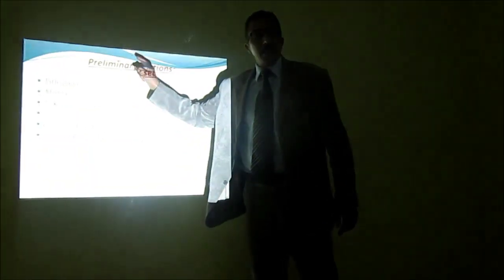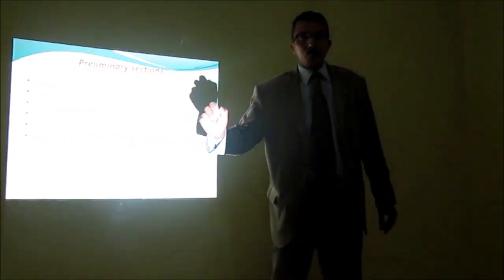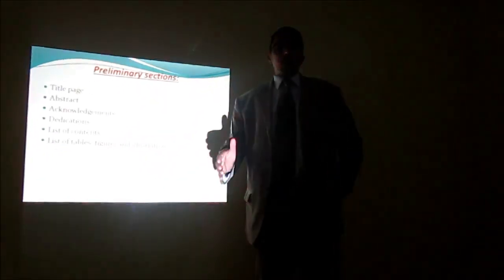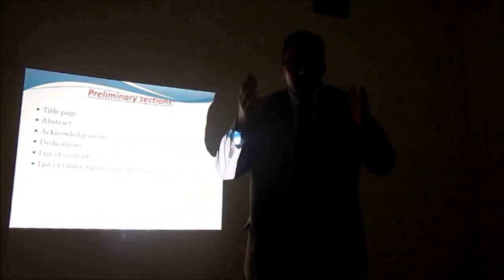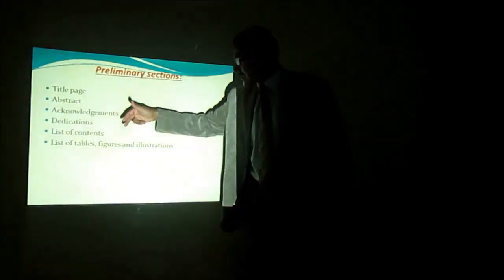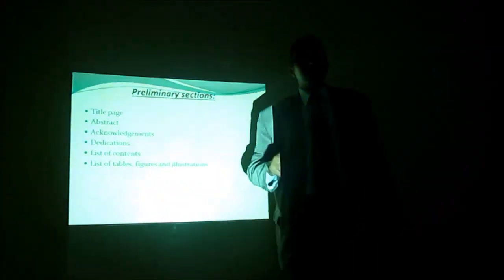Why are they called preliminary sections? Because of one, discussion or analysis of your topic. You're not going to start effectively and academically in a title page or abstract or acknowledgements or dedications, list of contents or list of tables or list of abbreviations and acronyms. So what do they contain? They just give a short identification of what the research is about.